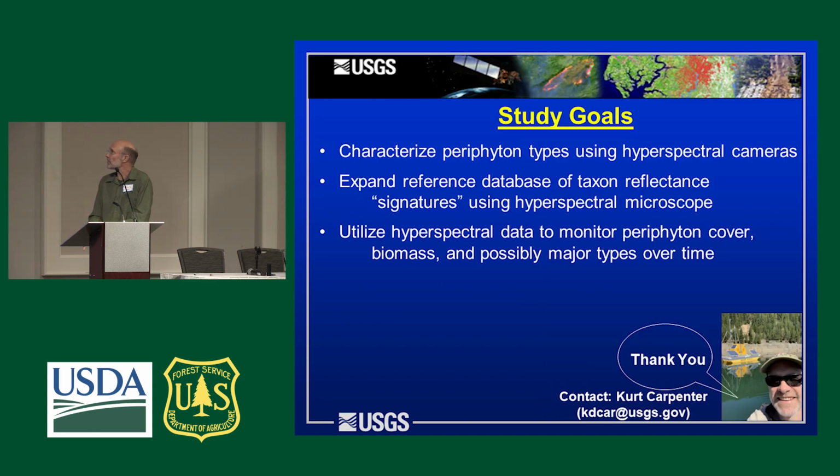So the goals of the study are to characterize the different periphyton types using hyperspectral data, expand this reference data set beyond just the planktonic forms into the benthic forms, and we're well on our way to doing that. And then, as I said, use these data at different scales and try to determine, can we just fly the airplane? Do we need to go out and measure with a handheld spectrometer, or can we just do it all with the satellite data? DESIS has some limitations, so that's the International Space Station camera.